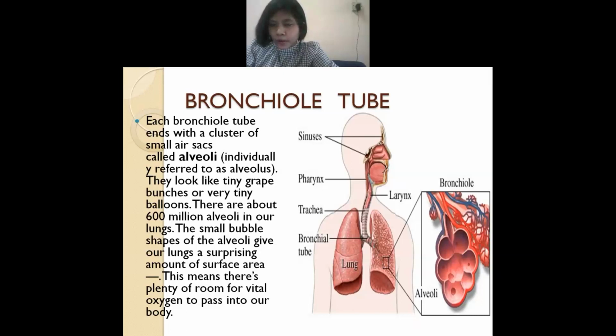The ending of the bronchial tube is a cluster of small air sacs, all these small ones. They are known as alveoli. Understand? If we address them all together, we say alveoli. But if we address one particular sac, singular and plural, in plural we say alveoli, and in singular we say alveolus. This one, alveolus, means individually. Did you understand?